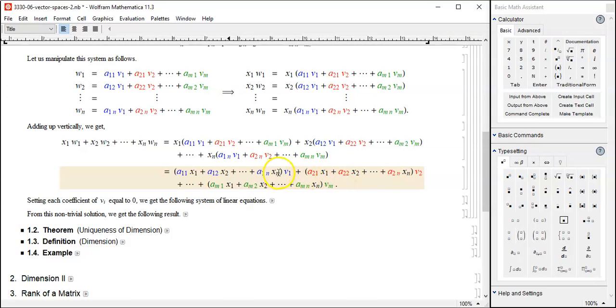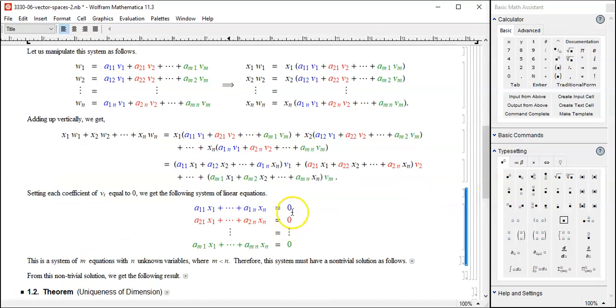We're going to set each parenthesis equal to 0. That is 0, or 0, 0, and that too is equal to 0, like this. Blue equation, red equation, dot, dot, dot, green equation. Basically, coefficient of V1 is 0. Coefficient of V2 is 0, and so on. And coefficient of green is equal to 0. We ended up with a system of linear equations.